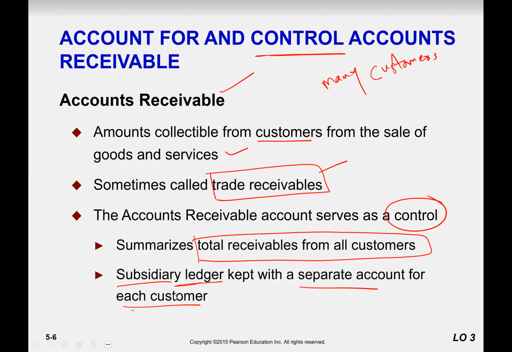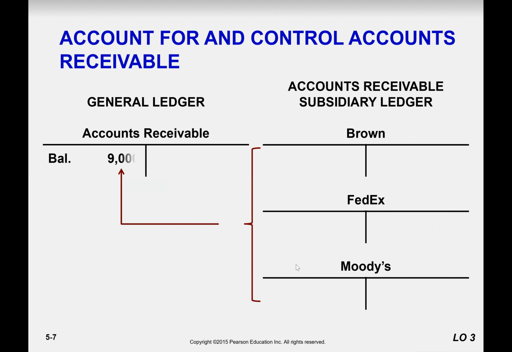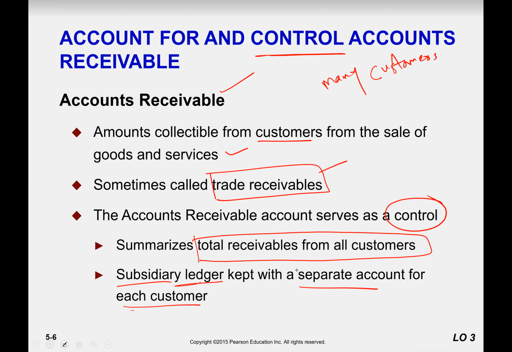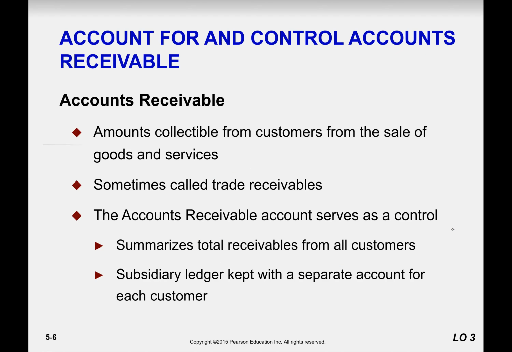So let's read it together. Here we go. Subsidiary ledgers kept with a separate account for each customer. And the account receivable serves as the total receivable for all customers. So how are we going to show it? Here we go.